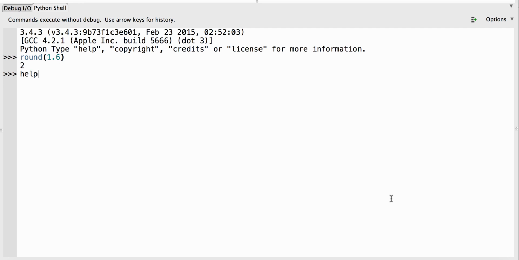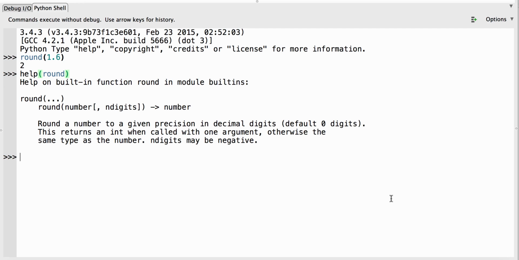I'm just going to briefly pull up the help for round so we can see why that is. If you take a look at what it says here, it says that this returns an int when called with one argument, otherwise the same type as the number. So anytime we call round with a single argument, like we did here, our result will be an int. If we call it with two arguments, the other way we can call it, then the type that is returned depends on the type of the first argument.